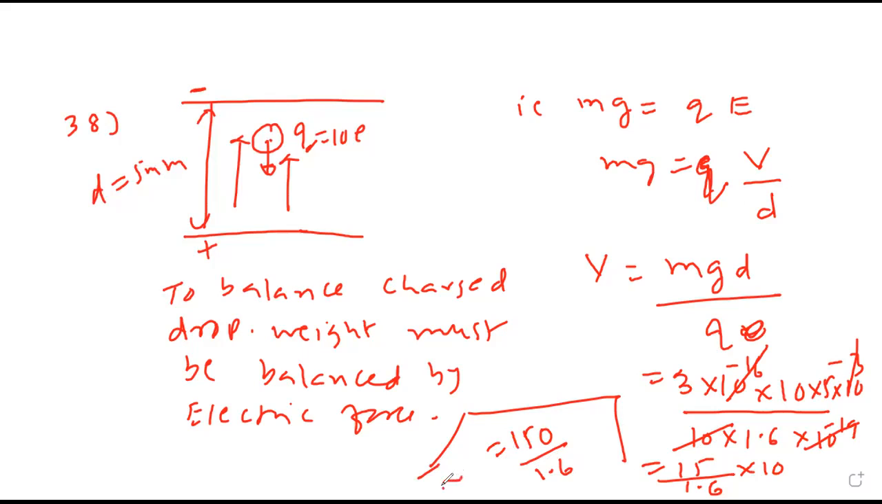1.6 into 10 is 16, na? 93.75. So that means about 100 it should come. Because the answer is given as about 10 volt. So in one decimal they have made some error. Is the answer 10 or is it 100? No, it should be 100. They have given it wrong. Acha.